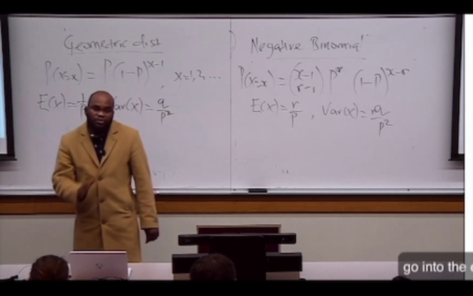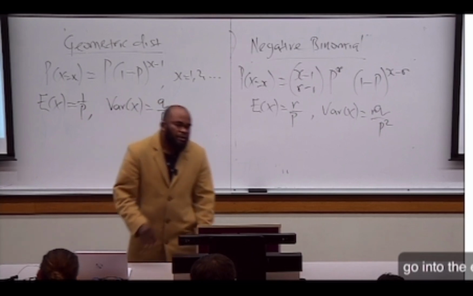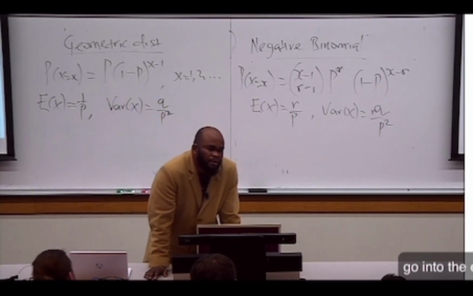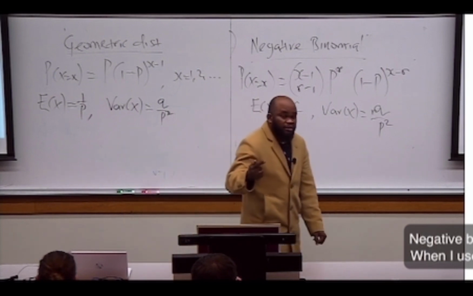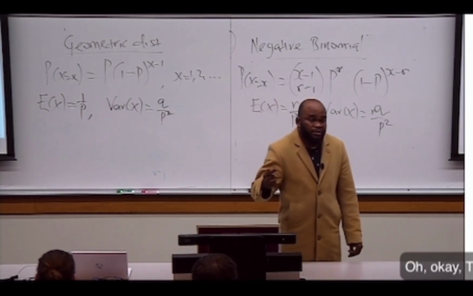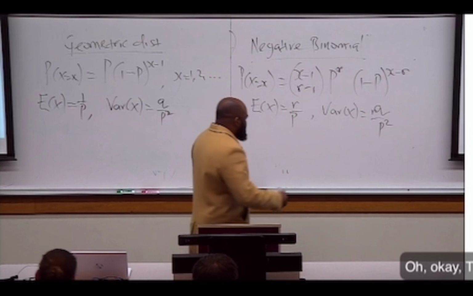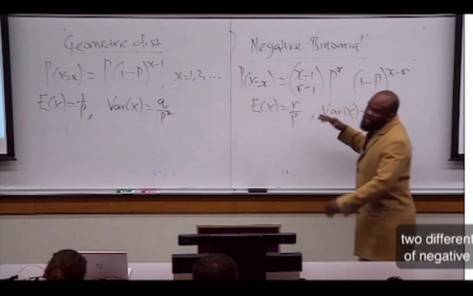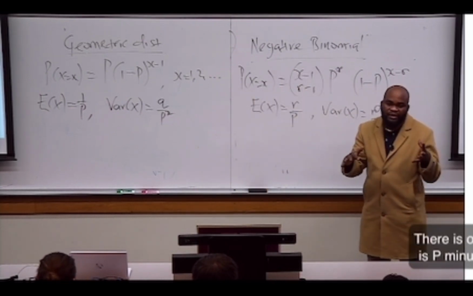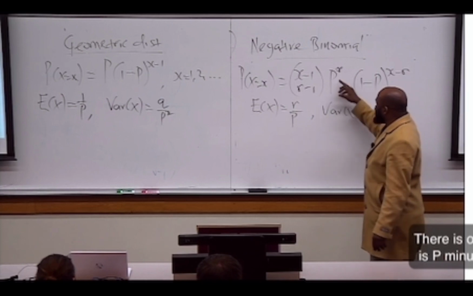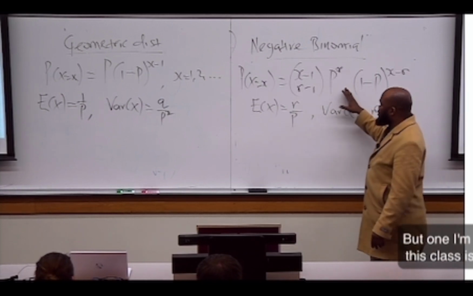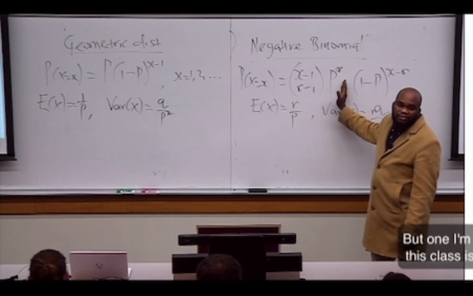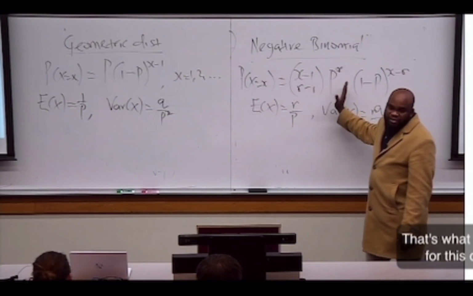Before I go on, go ahead. Question: for the equation for negative binomial, when do I use what? Like the r minus 1? There are two different versions of negative binomial. There is one that is p raised to the power of x minus 1, but the one I'm using for this class is p raised to the power r. Does that make sense? Yeah, that's what I'm using for this class.